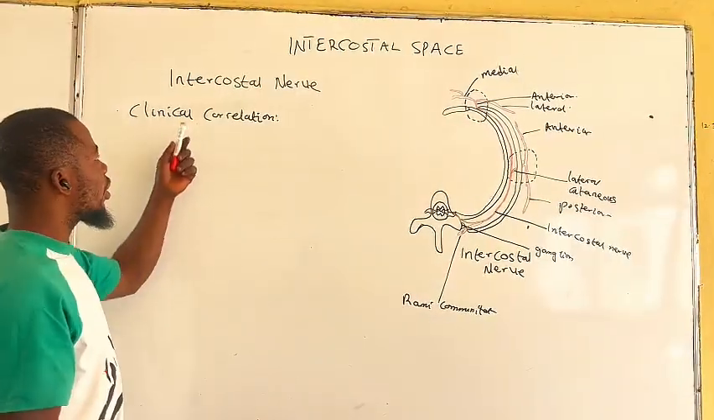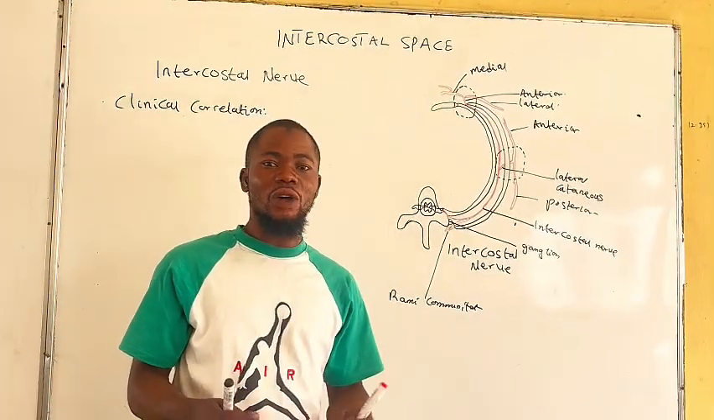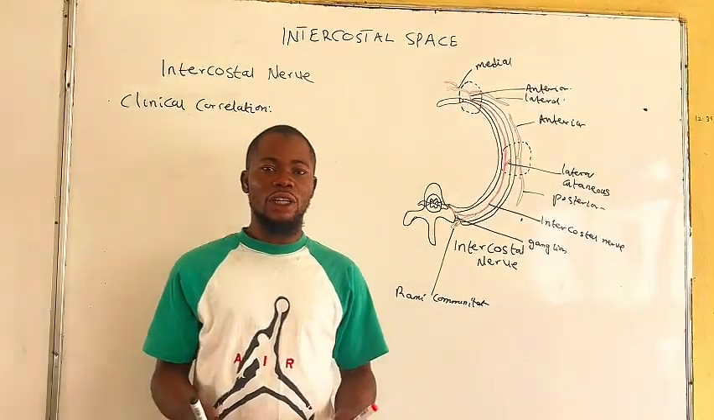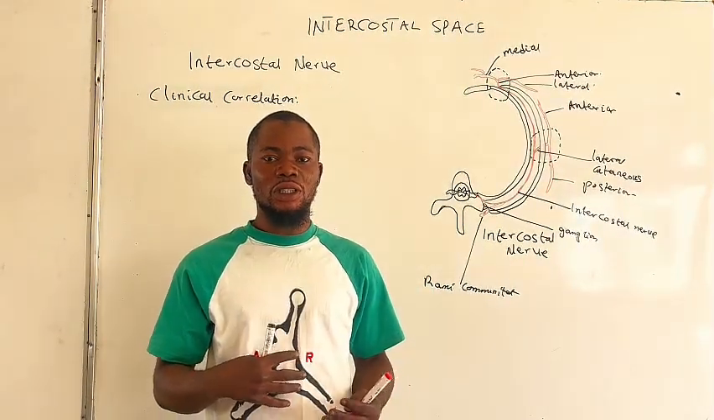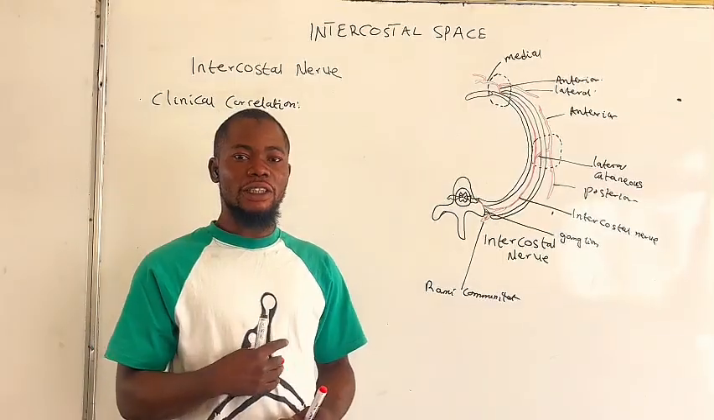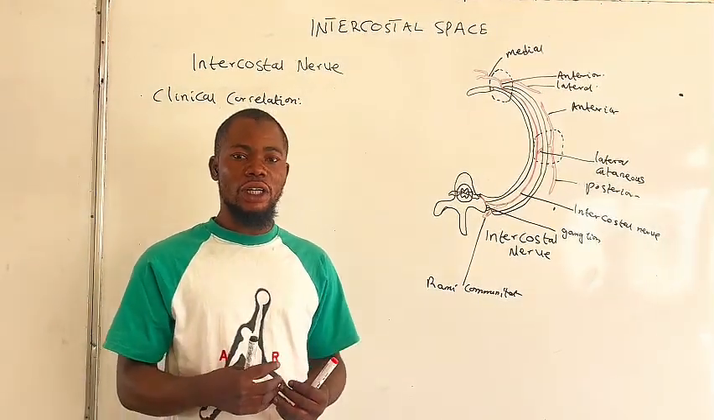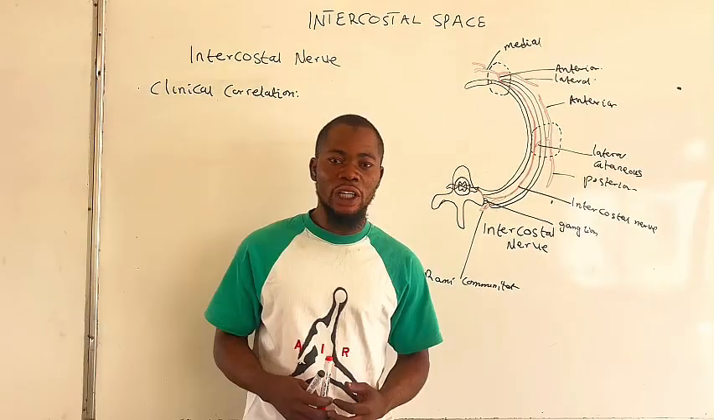Now, the clinical correlation of intercostal nerves is that there is intercostal nerve block in order to provide local anesthesia in one or more of the intercostal spaces. Also, thoracotomy is usually performed along the ribs, and also there is what they call root pain or girdle pain, which occurs due to the irritation of the intercostal nerves.